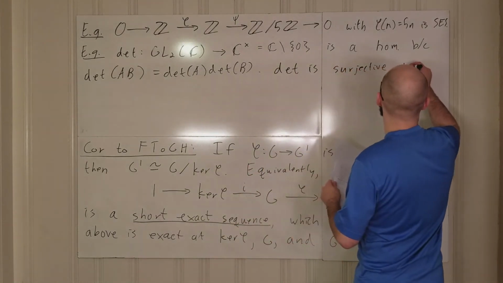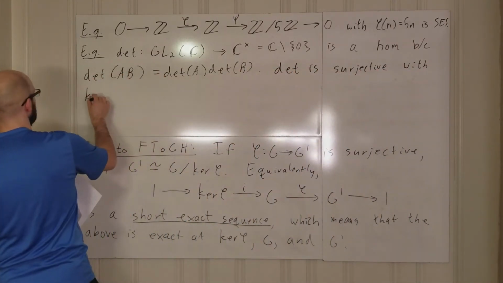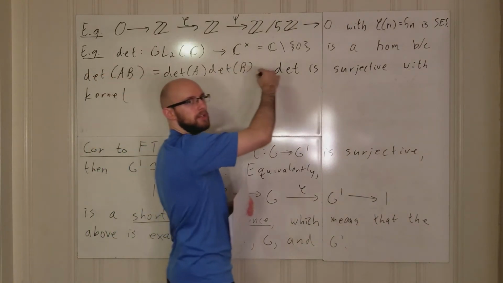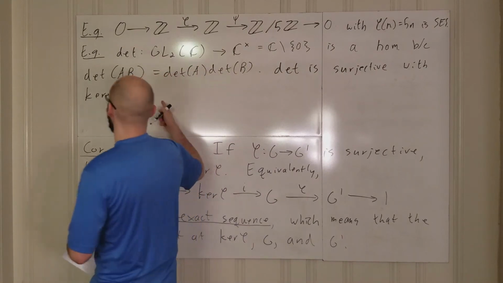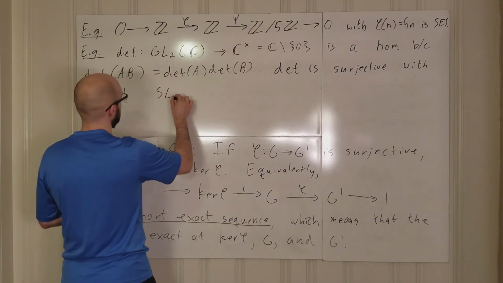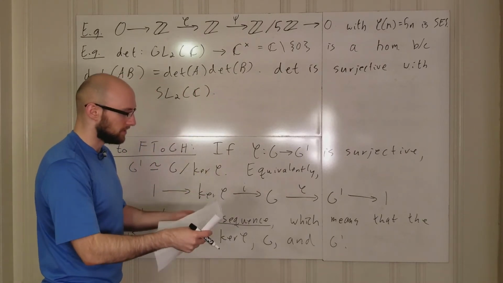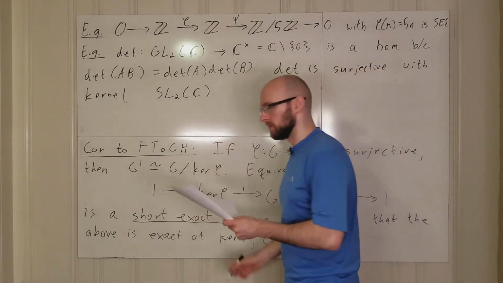And then its kernel is going to be the collection of things. Remember, this is multiplication, so the identity is 1, and so the kernel is going to be the things which have determinant 1, and so this is SL2C, which is just the elements of GL2C which have determinant 1.